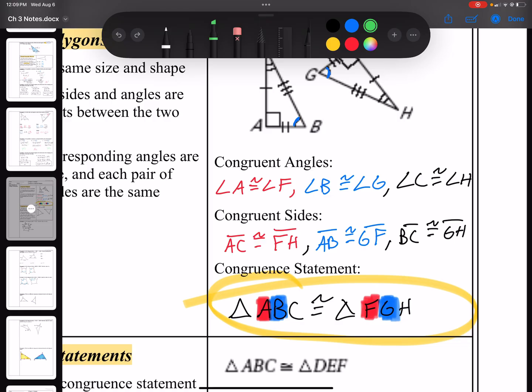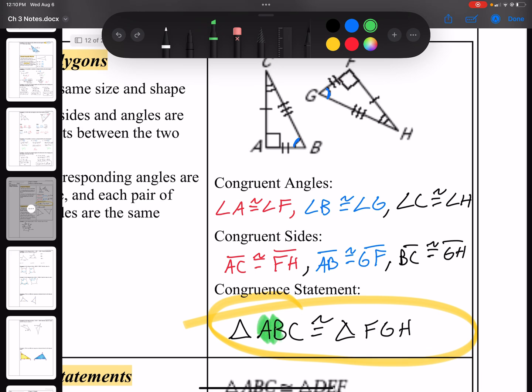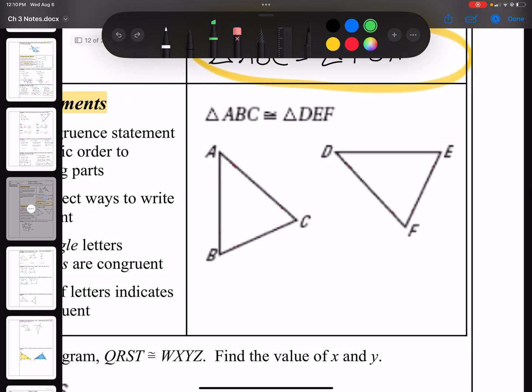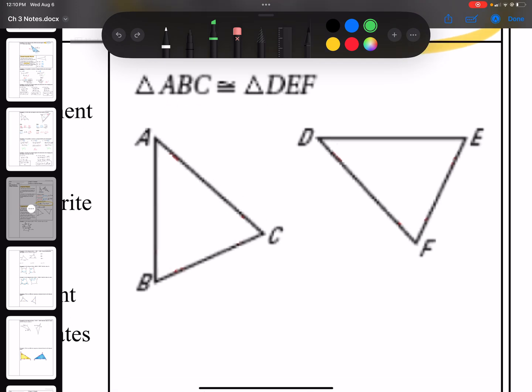Well, that's single letters. What about pairs of letters? What's the first 2 letters here? AB. What's the first 2 letters here? FG. Wasn't AB congruent to FG? Yep. Now, what about the second 2 letters? BC and GH. Wasn't BC congruent to GH? Yep. And then the outer pair, AC and FH. Wasn't AC congruent to FH? Yep. So single letters tell you what angles are equal, and pairs of letters will tell you what sides are congruent.